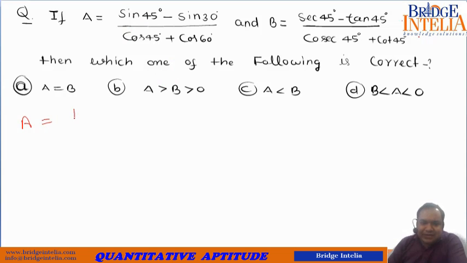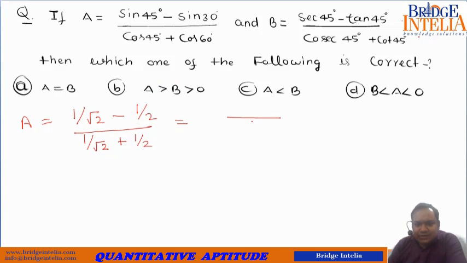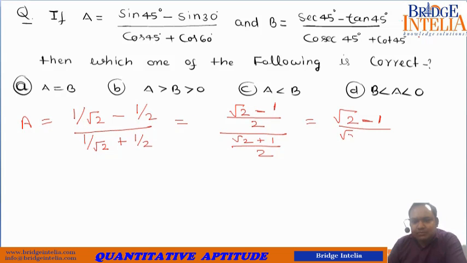Sine 45 degrees is 1 by root 2, minus sine 30 degrees. Sine 30 degrees is equal to half. Cos 45 degrees is equal to 1 by root 2, plus cos 60 degrees. Cos 60 degrees is also equal to half. If you simplify this further, taking 2 as the common denominator, the 2s will ultimately cancel out. So a comes out to be root 2 minus 1 divided by root 2 plus 1.